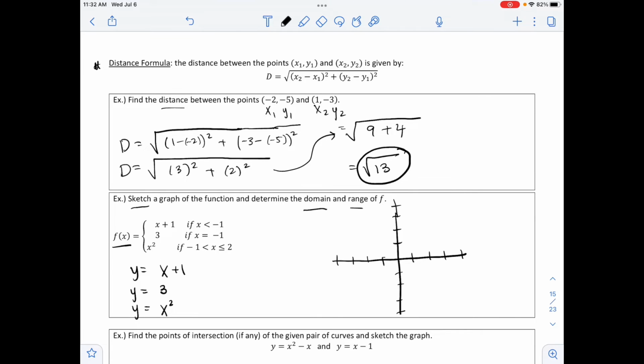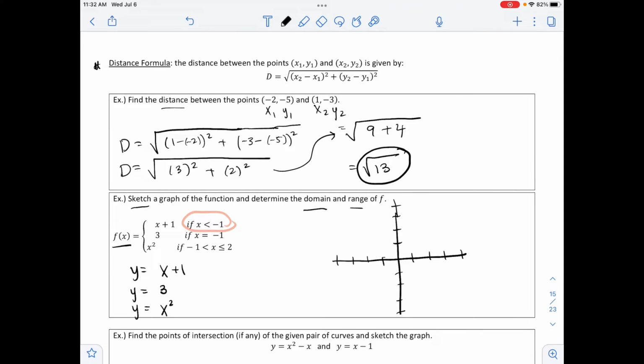And the first graph that we have is only if x is less than -1. And so for that, the graph is going to be a straight line. We have it starting at -1. It also does not include -1, so it would be an open circle there.